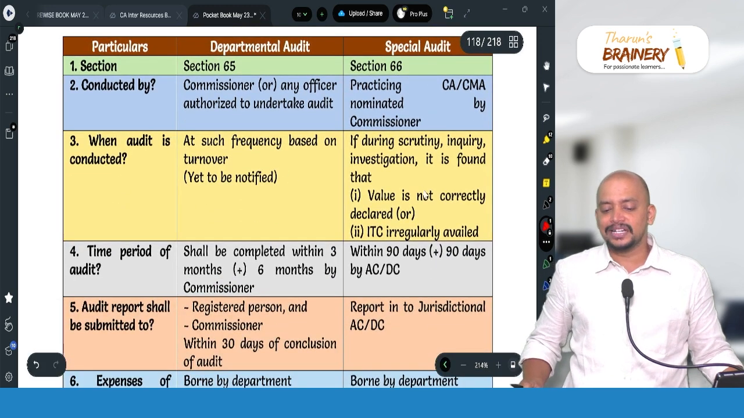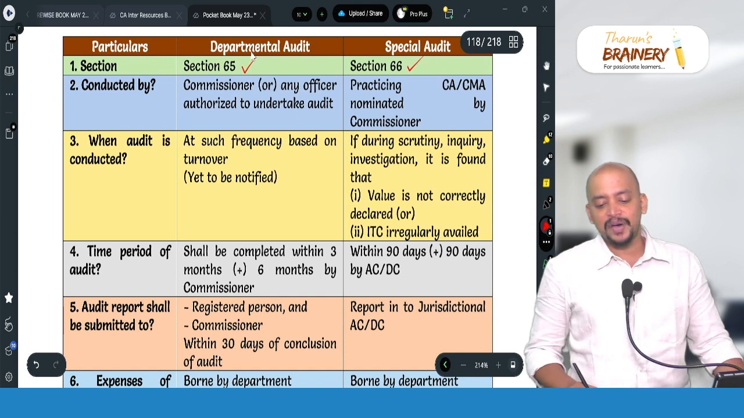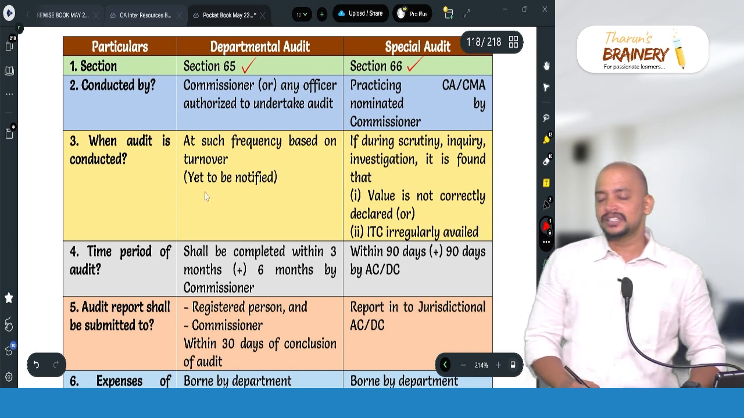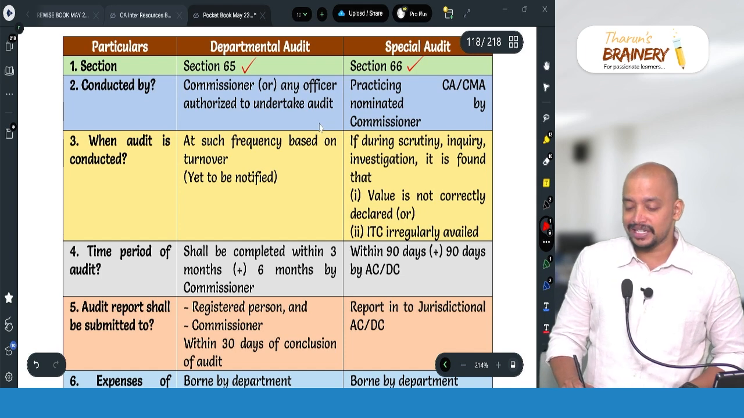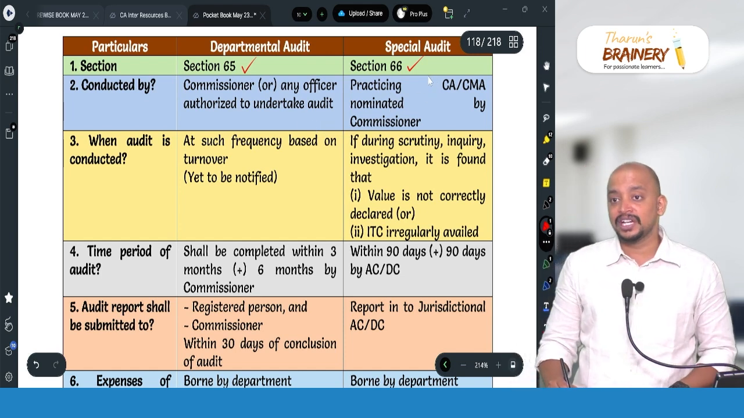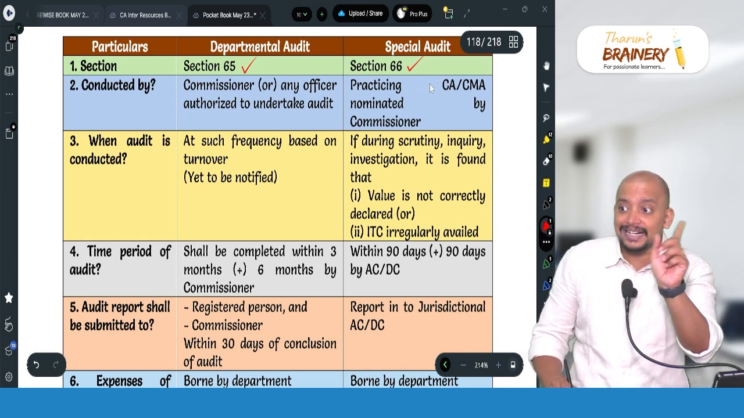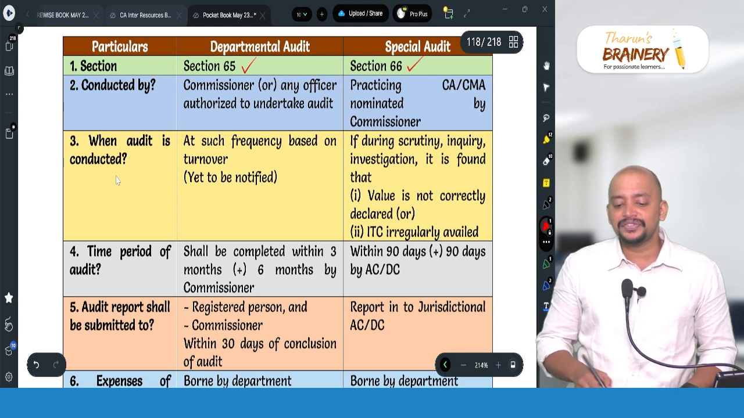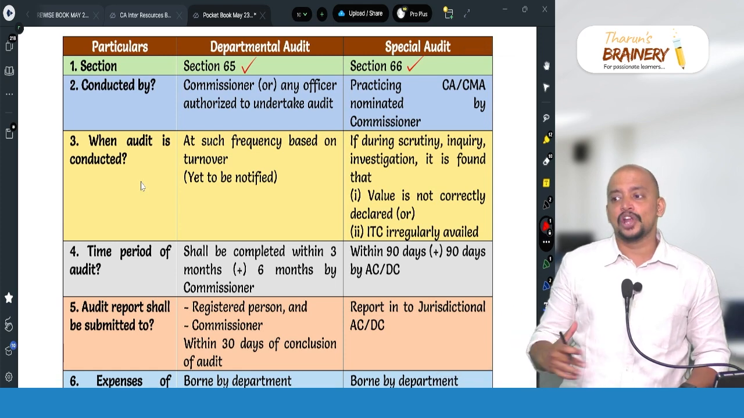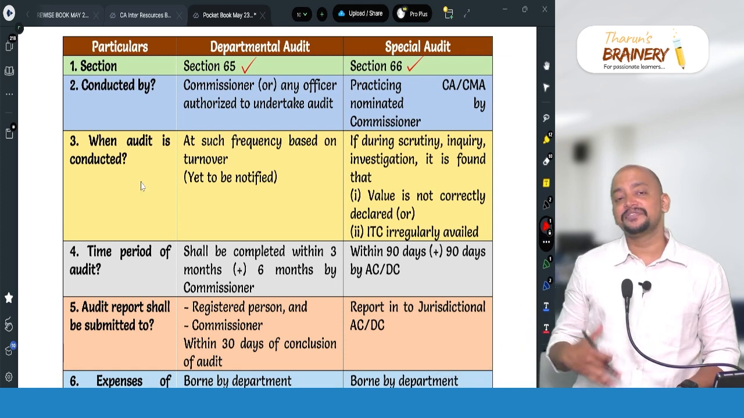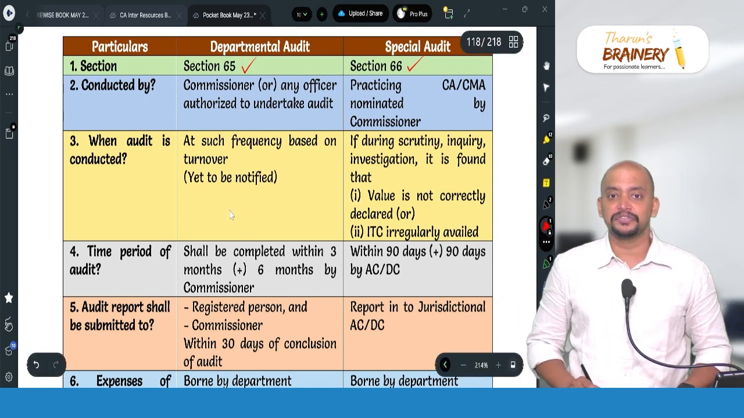So two audits are there, departmental audit and special audit, under sections 65 and 66. Who will be conducting the departmental audit? It will be conducted by the commissioner or any officer authorized by the commissioner to undertake the audit. And who will be conducting the special audit? A chartered accountant or cost accountant nominated by the commissioner, not selected by the registered person. In the case of departmental audit, the frequency at which the audit will be conducted is not yet notified. So at present, whenever they want to conduct the departmental audit, they can conduct it. Every year also they can conduct the departmental audit with respect to a person.